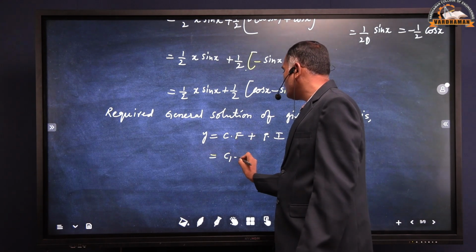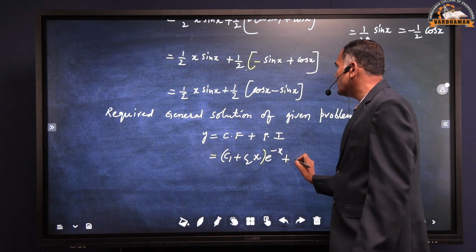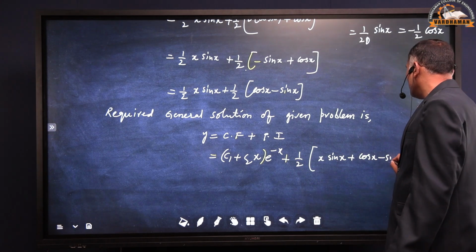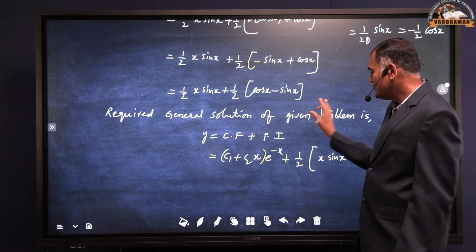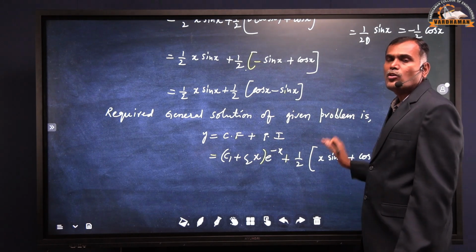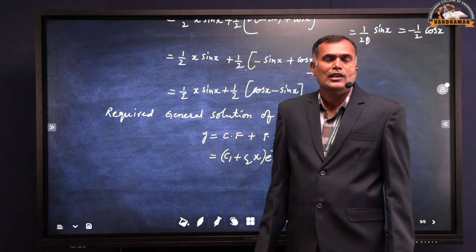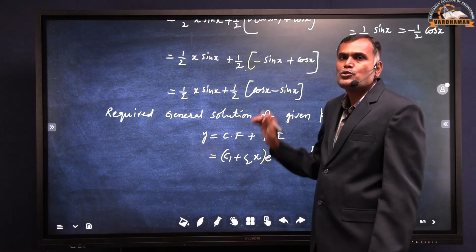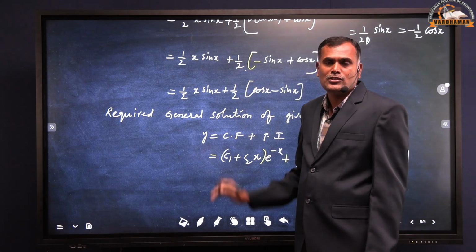Complementary function is (c1 + c2x) e^(-x), plus particular integral is 1/2 times x sin x plus cos x minus sin x, where c1 and c2 are arbitrary constants. This gives the general solution of the problem. Now this is the way to find the solution of the given differential equation when Q is of the form x^m into v. Here m equals 1. So we have applied this formula to find the solution of this problem.